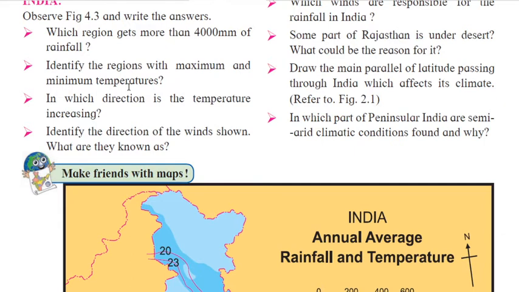We will know very well because this is our India's map. Identify the direction of the winds shown and what they are known as. The direction of the winds shown is from the southwest to the northeast, and these winds are known as the southwest monsoon winds. And in which direction does the temperature increase? The temperature increases to the south.